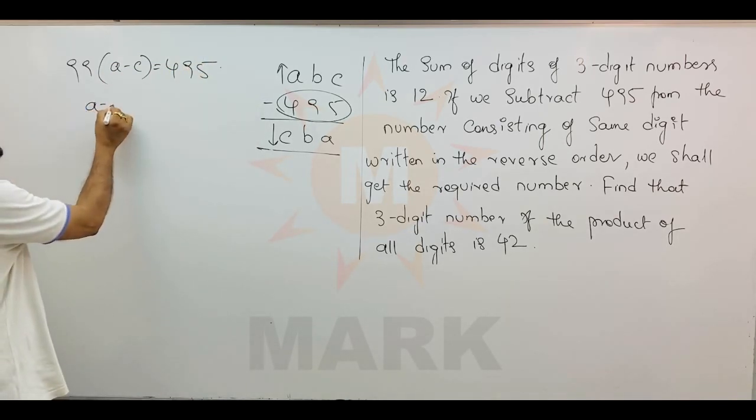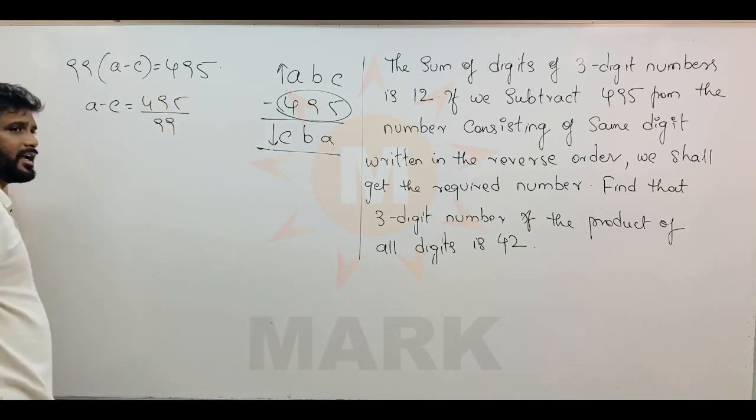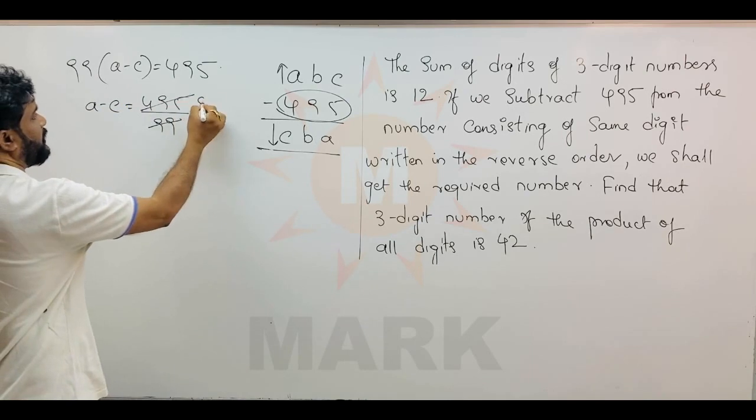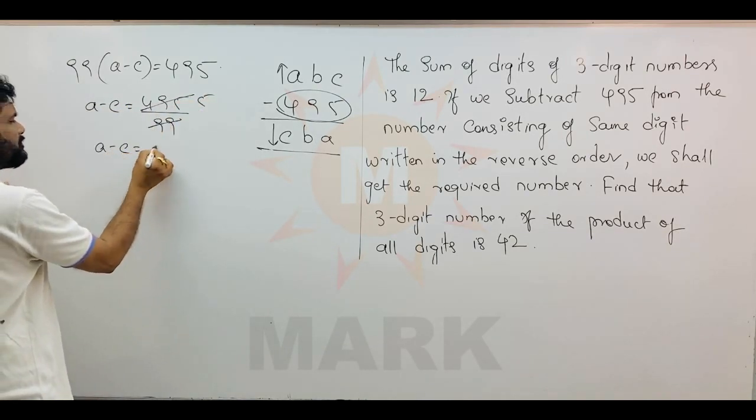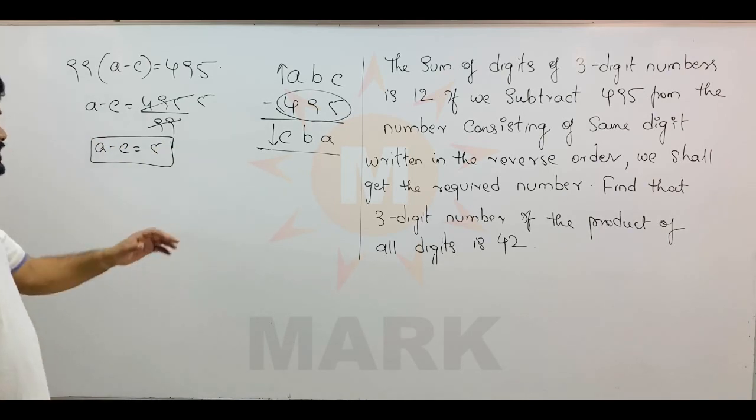So clearly I can write A minus C is equal to 495 by 99, which gives you an answer of 5. So A minus C is equal to 5. A minus C is equal to 5, my dear friends.